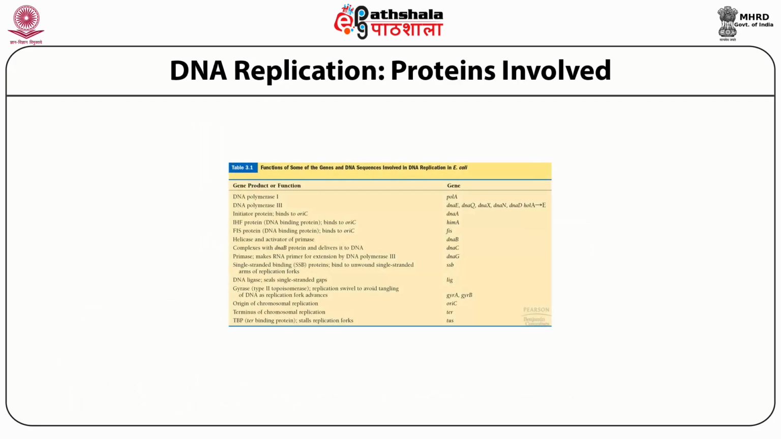Now let's have an overview of all the proteins which are involved in DNA replication. As I have already told you, DNA polymerase 1 and 3 are essential for replication.